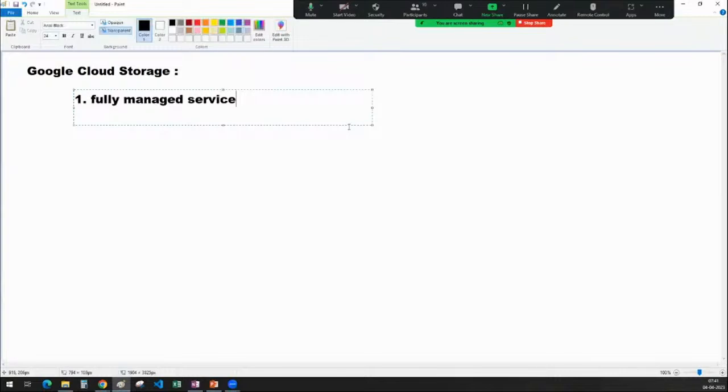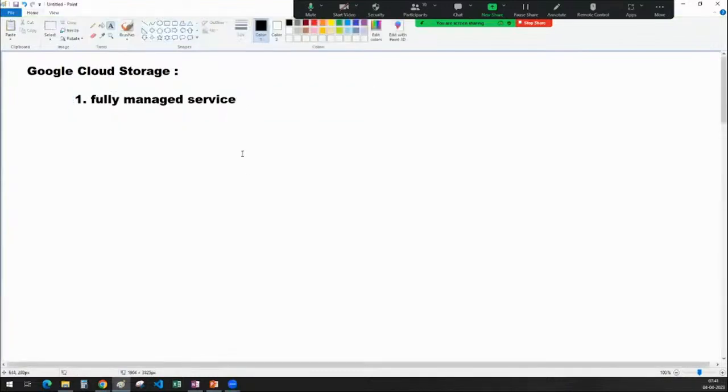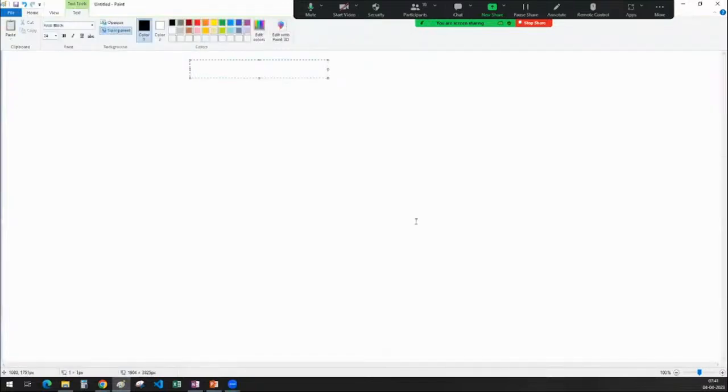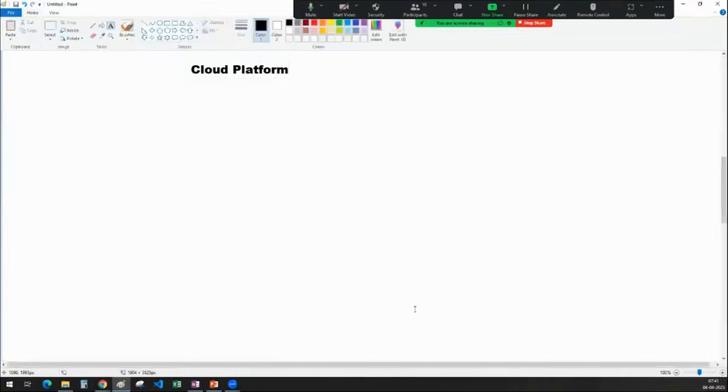What do you mean by that, sir? What is meant by a fully managed service? Sir, I want you to understand what is meant by fully managed. For the very first thing, I will try to tell you. Sir, if you go to any cloud platform, the services in the cloud platform are categorized into different types.